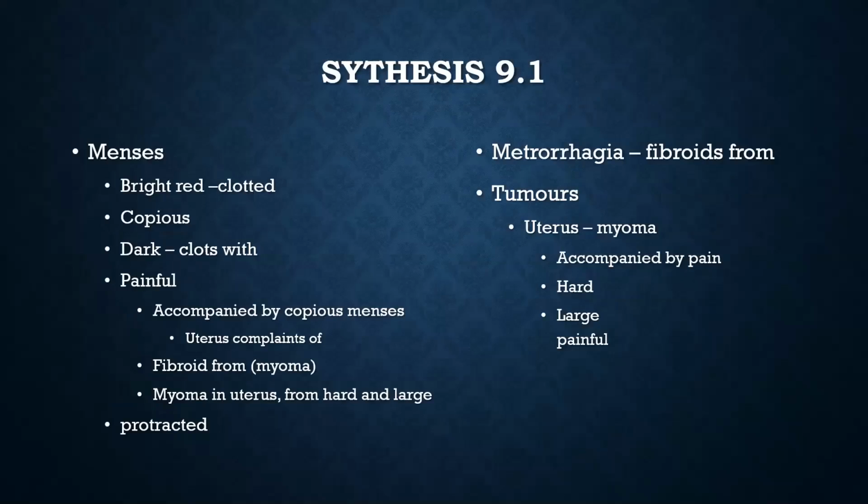Then tumors, uterus, myoma, accompanied by pain, large one, hard, whether it's painful or not. These are the sub-classifications, we can say sub-rubrics, which are given in Synthesis 9.1.